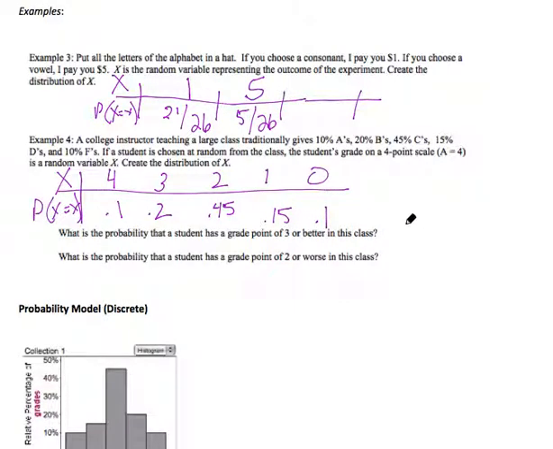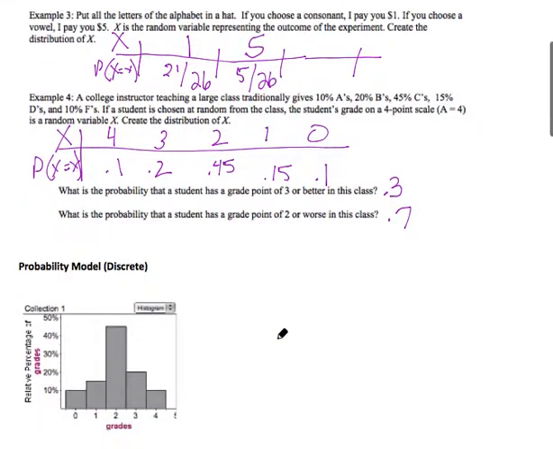Okay. All right, so what's the probability that a student has a grade point of 3 or better? So we start at 3 and we include 3 because it says 3 or better, and we add the probabilities of getting a 3 or better together. So the probability that the person's going to get a 3 or better is 0.3. What's the probability that a student has a grade point of 2 or worse? We're going to add the probability of getting a 2 plus the probability of getting a 1 plus the probability of getting a 0 together, and we have 0.7.